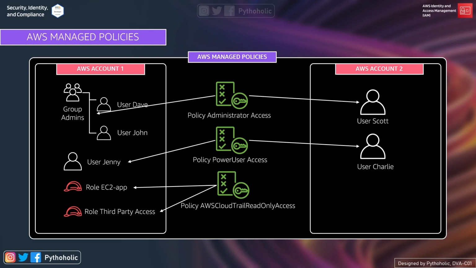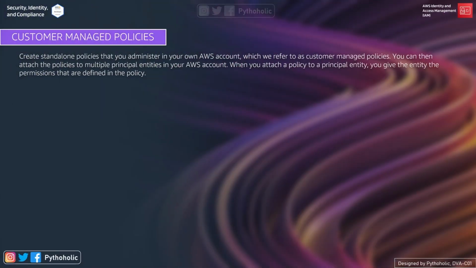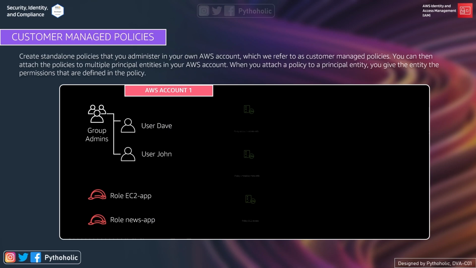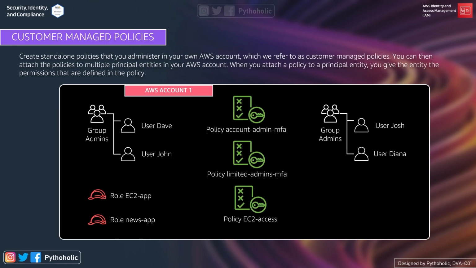Along with managed policies, we also have customer managed policies. Unlike AWS managed policies, with customer managed policies, we can create standalone policies that we administer in our own account. And these policies are referred to as customer managed policies. Here we create the policies for our own AWS account. So you understand the difference?